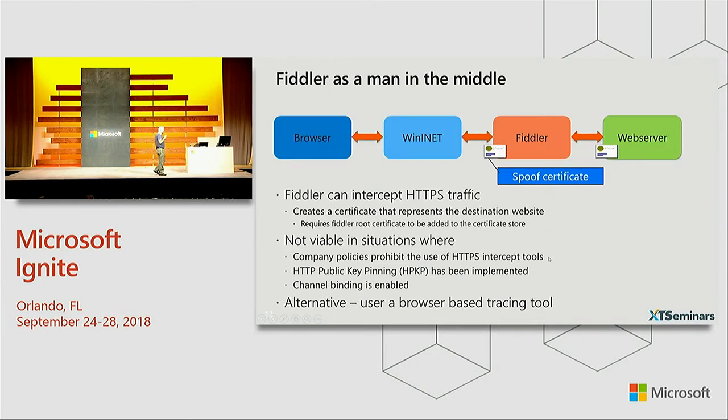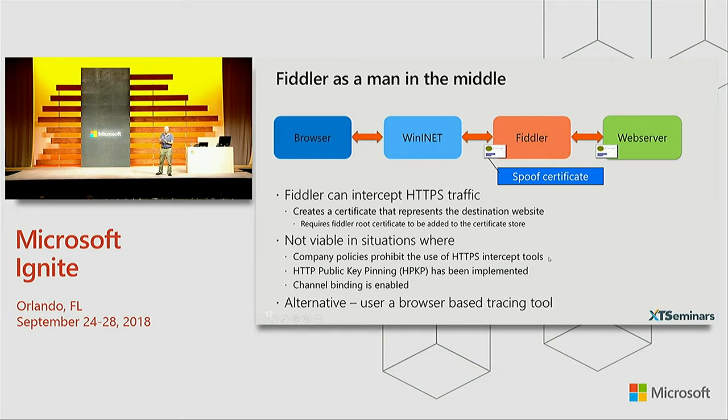Fiddler acts as a man in the middle. So what actually happens is your browser communicates with WinINet. WinINet looks to see if there's a proxy that it should be using, and if there is, it goes through the proxy. So Fiddler puts itself in as a proxy. Now, if that was an HTTP request, no problem. But what we want to do is break open HTTPS.